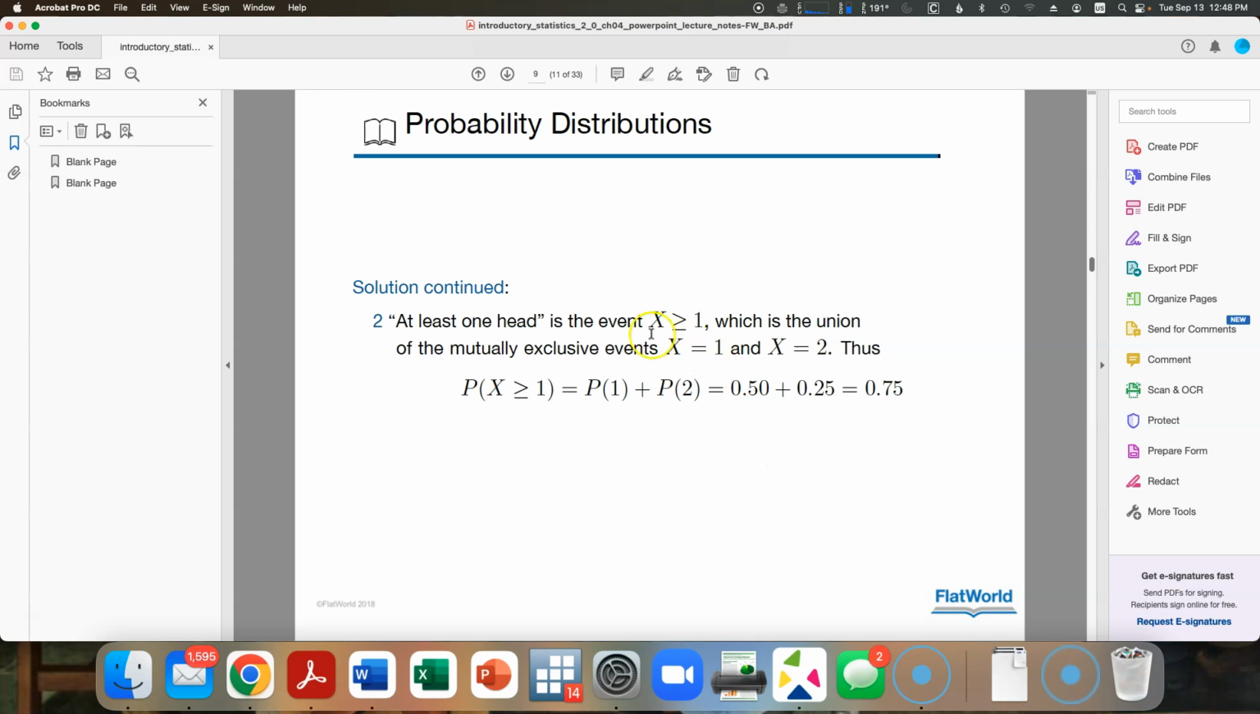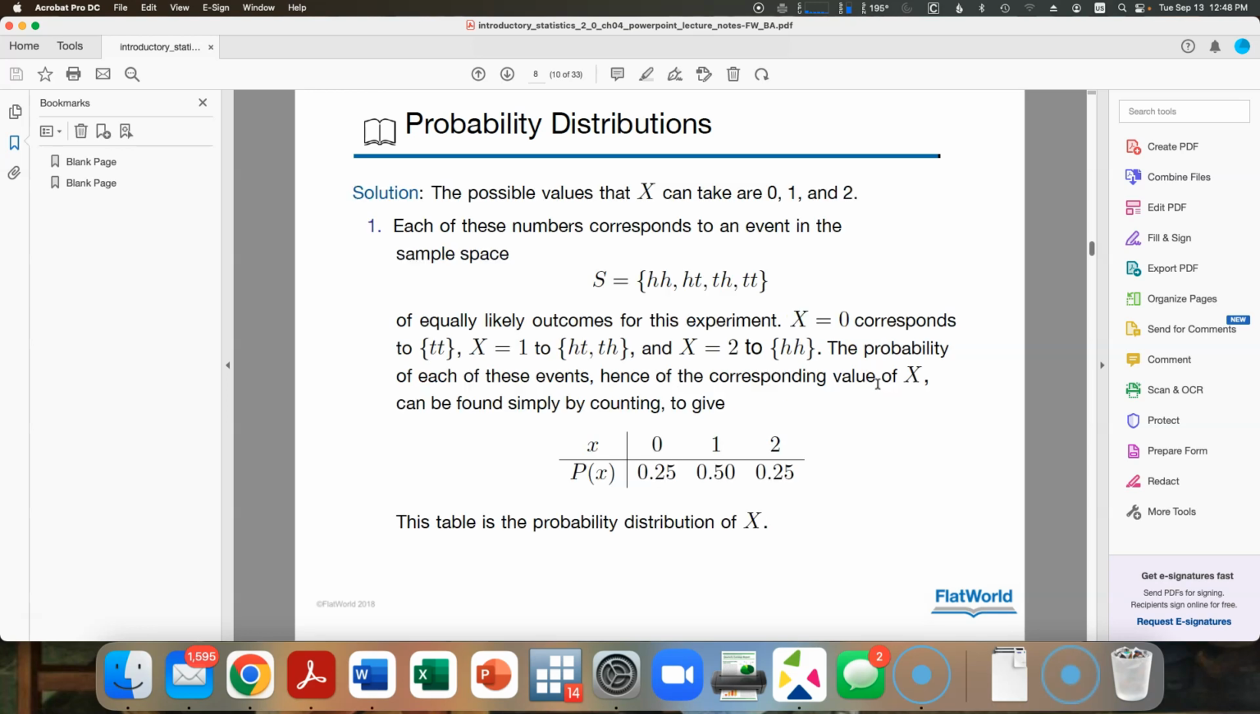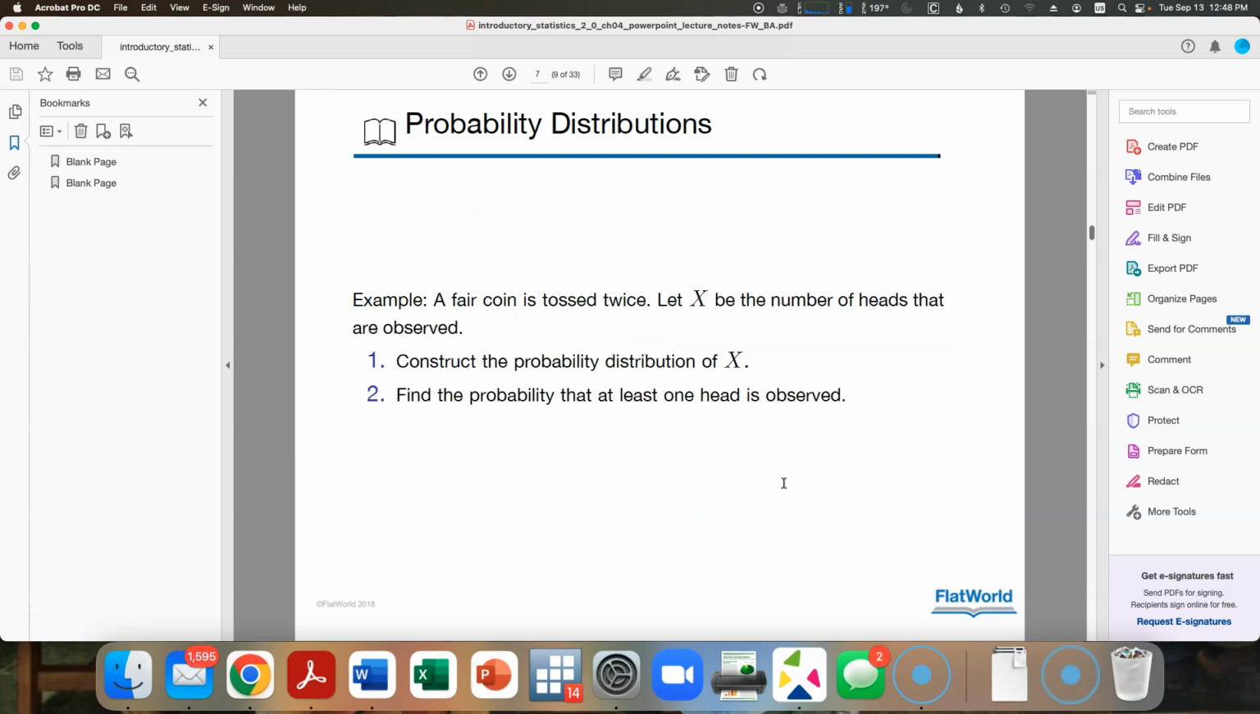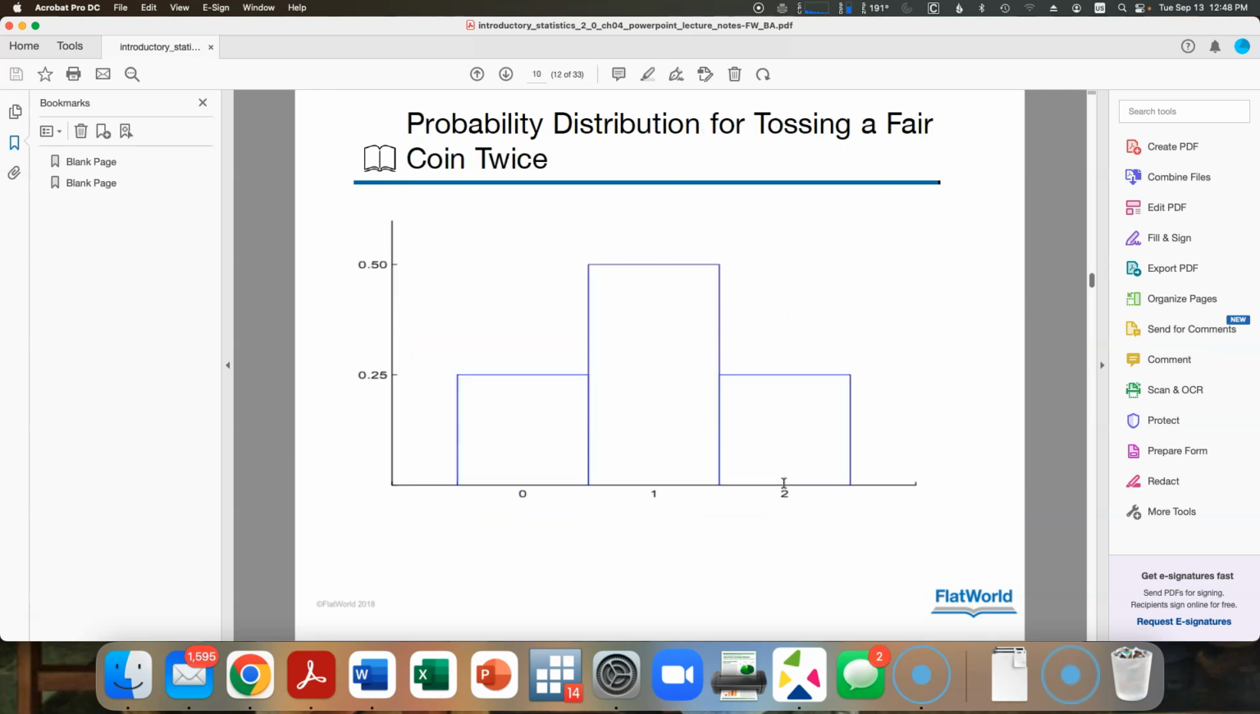The way we write that out is X greater than or equal to 1, because that would be our at least 1 head. So it'd be both the probability of 1 and of 2. We add those up, because in this case they're mutually exclusive, which gives us a 75% chance of getting at least 1 head, because that would be both 1 and 2. So 75% chance. So far, not too difficult, right?